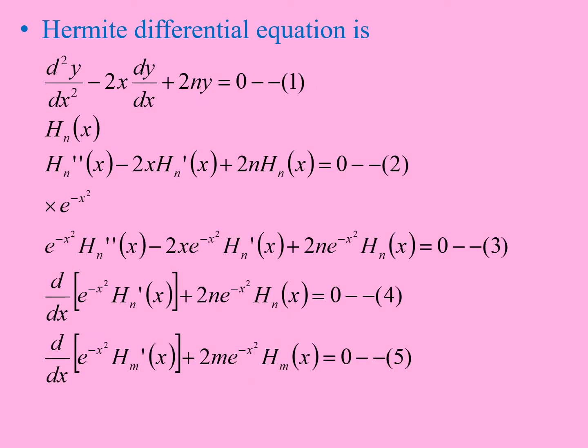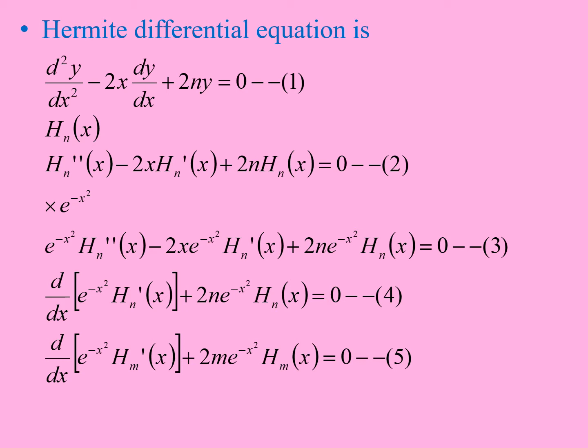So you know the Hermite differential equation is d squared y by dx squared minus 2x dy by dx plus 2ny is equal to 0. So the solution is your Hermite polynomial, that is Hn of x. If you substitute Hn of x as the solution instead of y in equation 1, then it becomes Hn double prime of x minus 2x Hn prime of x plus 2n Hn of x equal to 0. Now you multiply this equation with e power minus x squared.